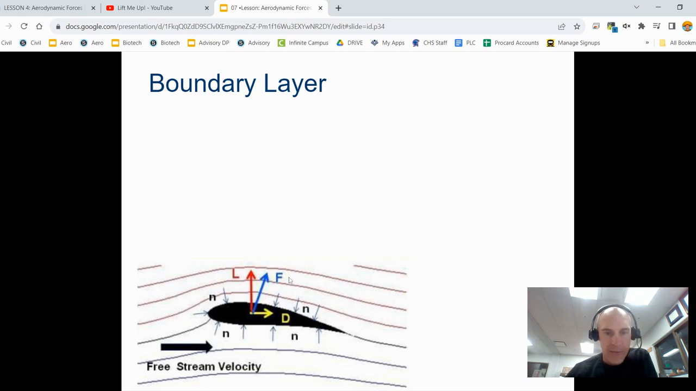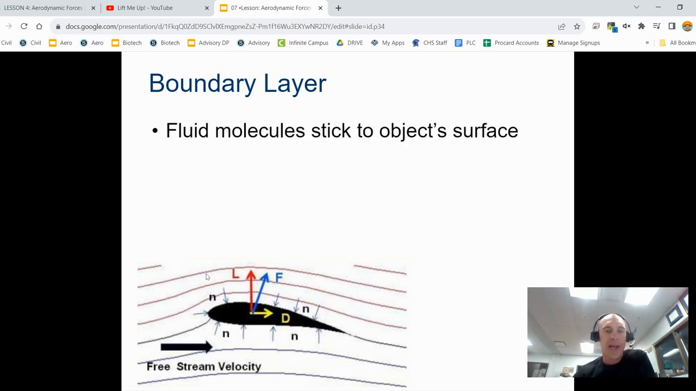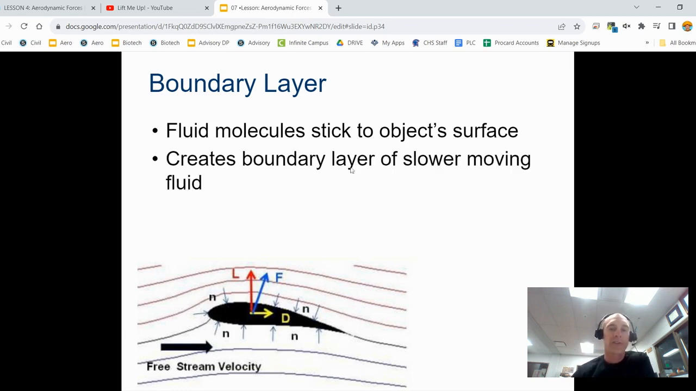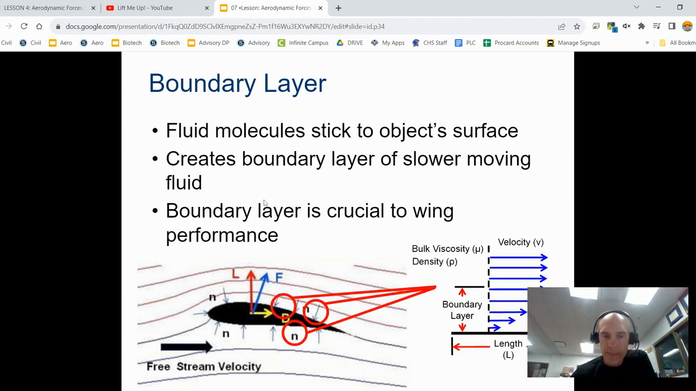We learned a little bit about this, or at least it was mentioned in the video about how wings generate lift. A boundary layer is just where fluid molecules will stick to the object's surface. This creates a boundary layer of slower moving fluid, and the boundary layer is also crucial to wing performance because you have a slower velocity here. So that's going to add a little bit of extra friction or resistance around this. We're not going to get into all the things that that does, but you just need to know that that is a reality.